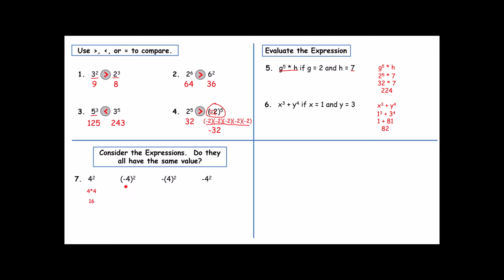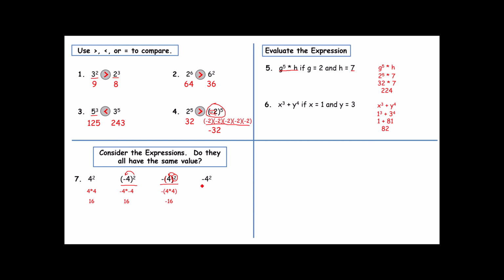Negative 4 squared is negative 4 times negative 4, which is also 16. Now notice here, the 2 is on this set of parentheses. That means I have 2 of everything that's inside of here. Well, that's a negative sign and 2 4s, or a negative 16. Take a moment and compare this with this. Notice when the negative sign's on the inside, I have 2 negative signs as well. When it's on the outside, I only have 1.